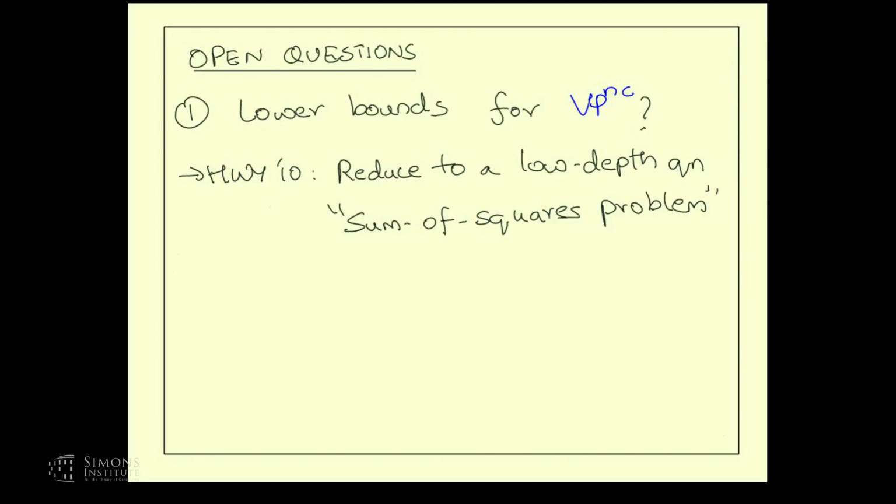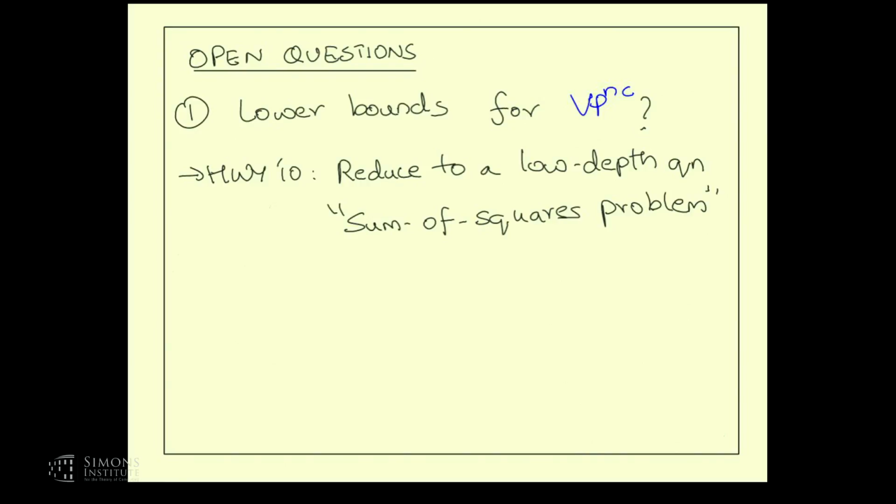It's called the sum of squares problem. It's nothing to do with the other sum of squares from optimization. It's a different sum of squares. So it's a very nice problem about sum of squares identities, and proving lower bounds for that low depth problem will imply exponential lower bounds potentially for non-commutative circuits. And as I said, it's very sad that we don't have any better lower bounds for non-commutative circuits than we have for commutative circuits.